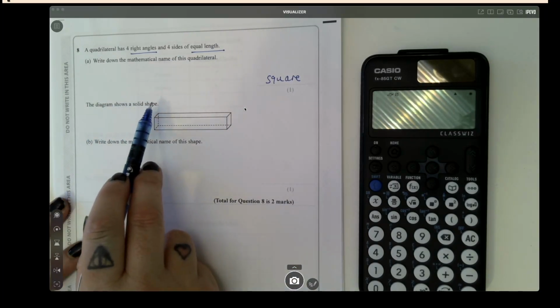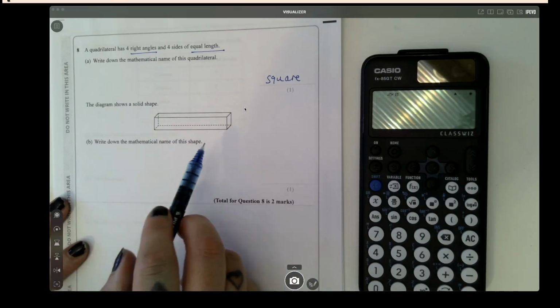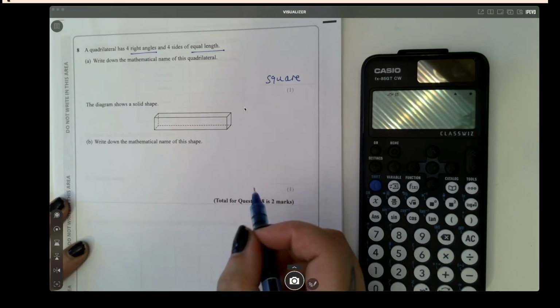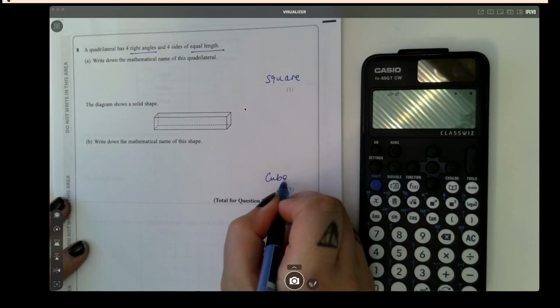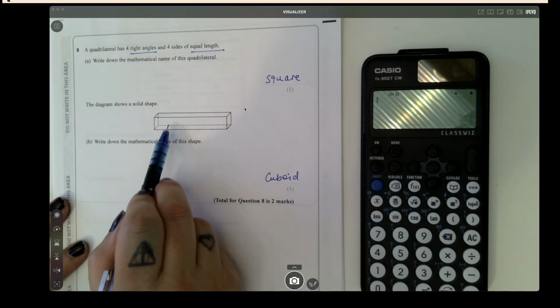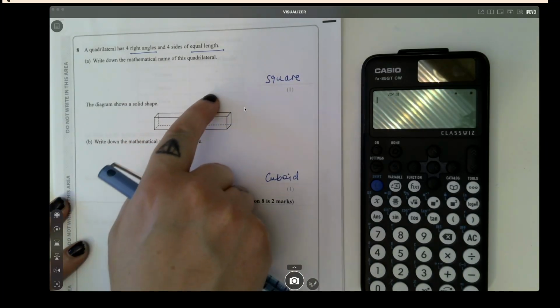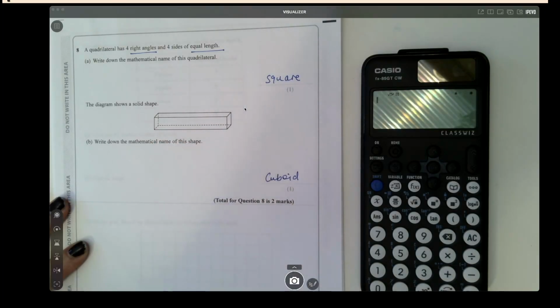The diagram shows a solid shape, so here's a solid shape. Part B, write down the mathematical name of this shape. So this is a cuboid. It's not a cube because all of the side lengths, all of those edges, are not the same. We've got this rectangle cross-section shape running through it, so this one's a cuboid.